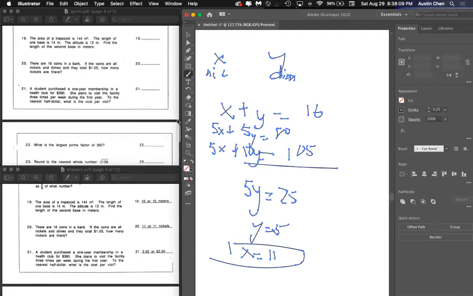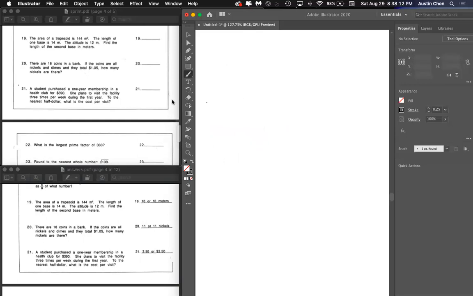A student purchased a one-year membership to Health Club for $390. She plans to visit the facility 3 times per week during the first year. To the nearest half dollar, what is the cost per visit? Okay, wait. She plans to visit the facility 3 times per week during the first year. To the nearest half dollar. 3 times per week. Okay.